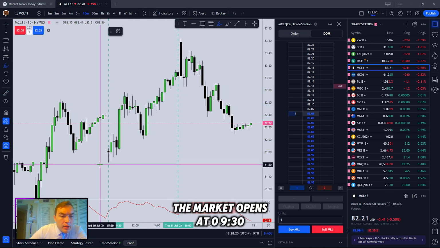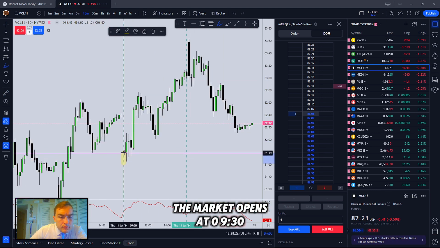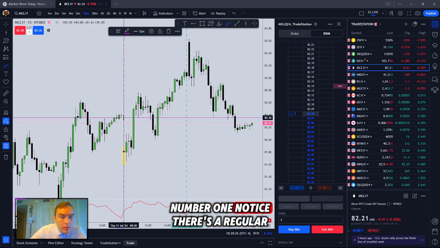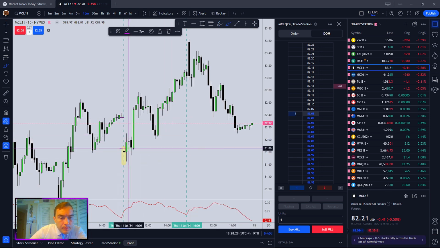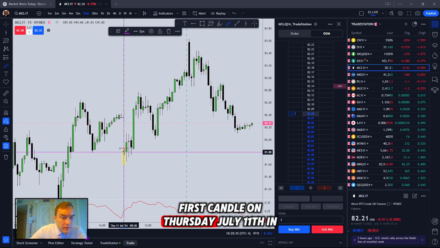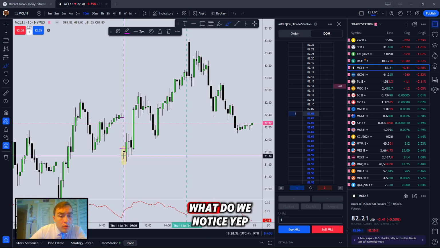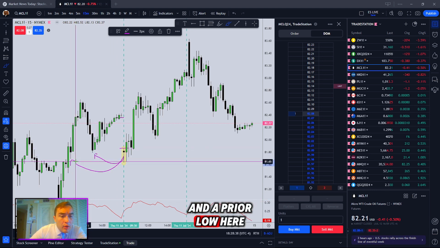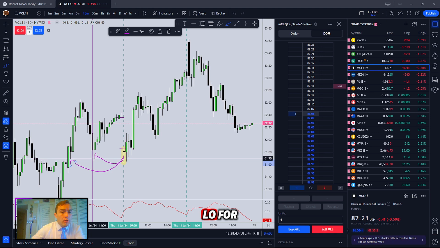Okay, so the market opens at 09:30. That first candle, what is the first thing that I'm looking for? Number one, notice there's a regular trading hours gap. First candle on Thursday, the 11th of July in crude oil, what do we notice? Yep, we're just running below a prior recent low and a prior low here. That's the context that I want to look for.